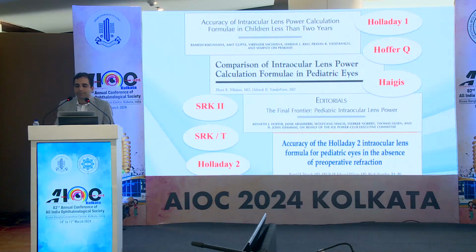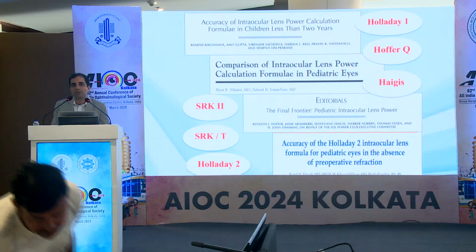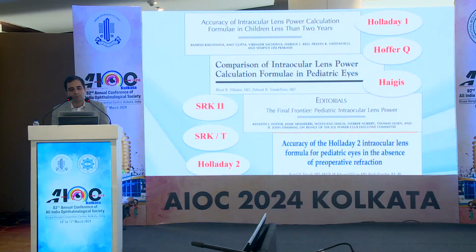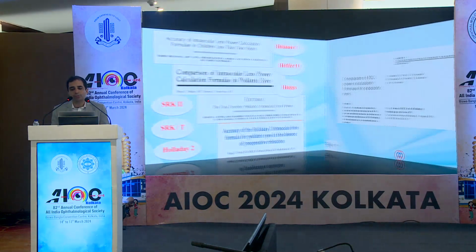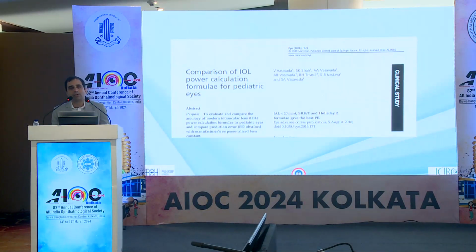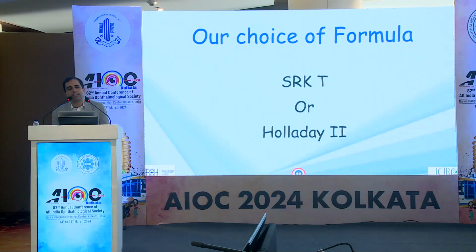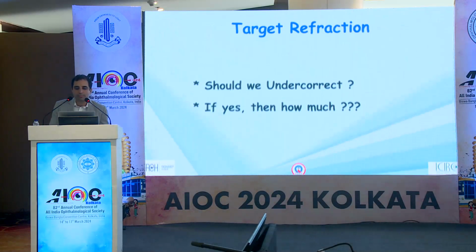The IOL power calculation formulas, unlike adults where we have 2 or 3 very good formulas which we can blindly rely on, in children the literature is completely divided, and that's because each pediatric eye is very different based on whether it's unilateral, bilateral, age of surgery, and so forth. So several papers have given several different options to consider. We've analyzed our own data which we published many years back, and we find in our hands the SRK/T or the Holladay 2 seems to work the most accurate as far as pediatric eyes go.